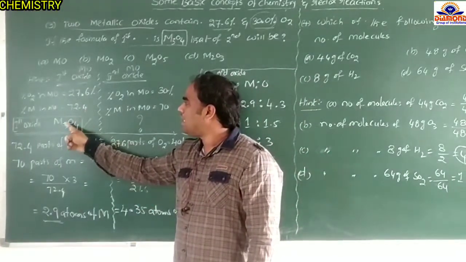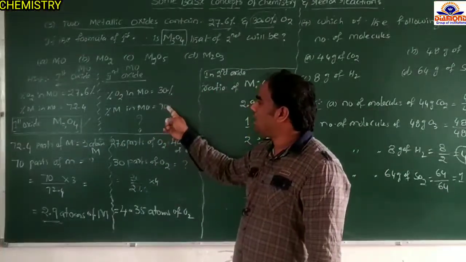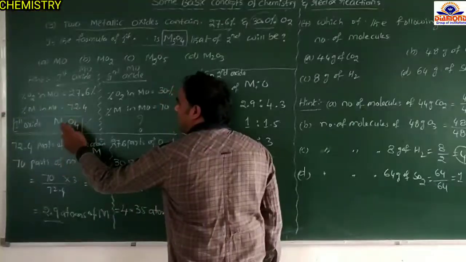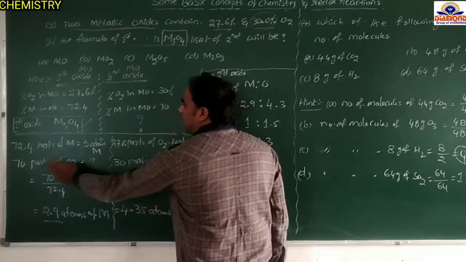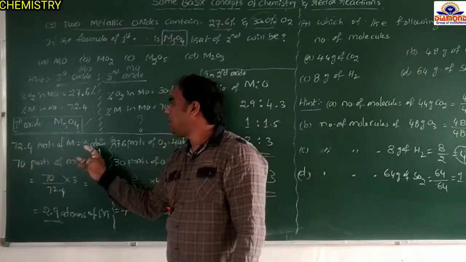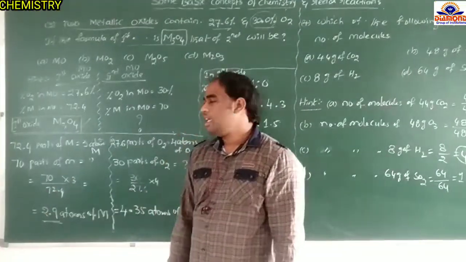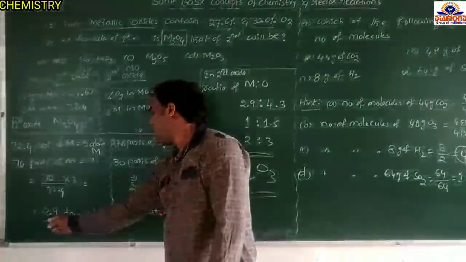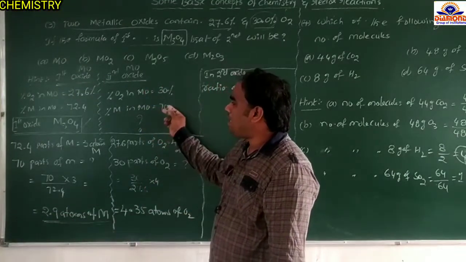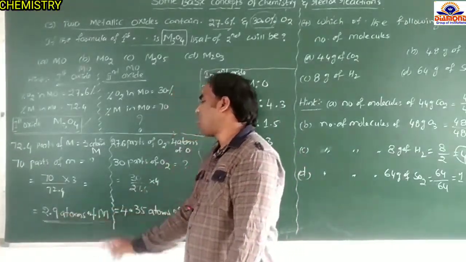72.4 parts of metal contain 3 metal atoms. Then 70 parts of metal contain how many metal atoms? Therefore 70 into 3 by 72.4. In this simplification, 2.9 atoms of M. That means 70 parts of metal in second oxide contains 2.9 atoms of M.